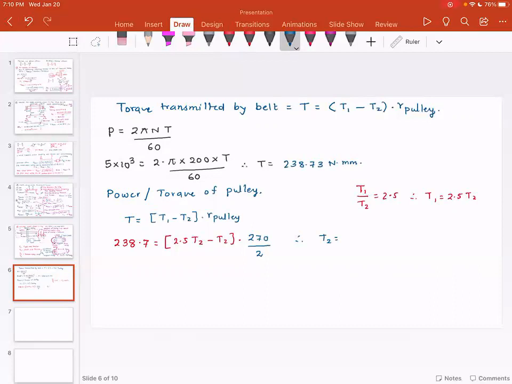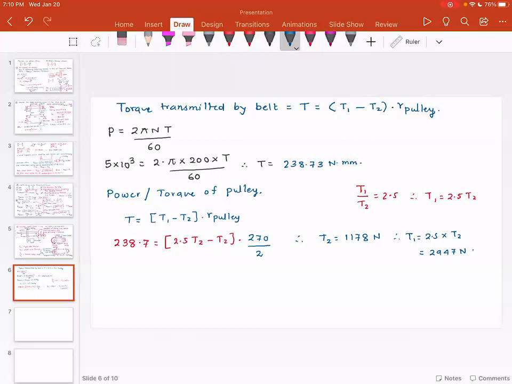The value of T2 is 1178 Newton. And the value of T1 is 2.5 times T2, which gives me 2947 Newton. So I have these two values of tensions.